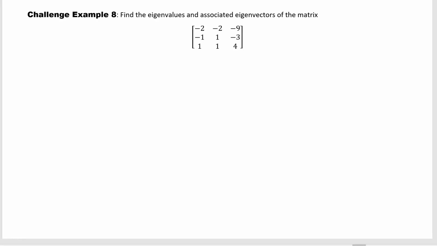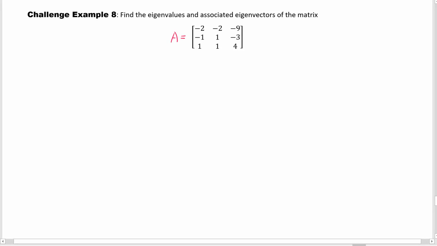Hi everyone, here is the challenge example. We have been working on the example 3x3 matrix. We saw the distinct real roots and the repeated real root case. We haven't seen the complex root case, so this challenge example is going to be the complex roots. Okay, so let's see why it's hard.